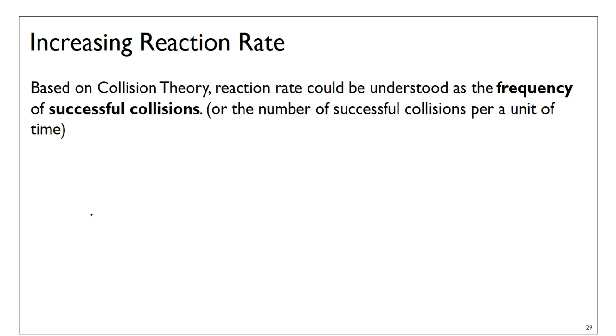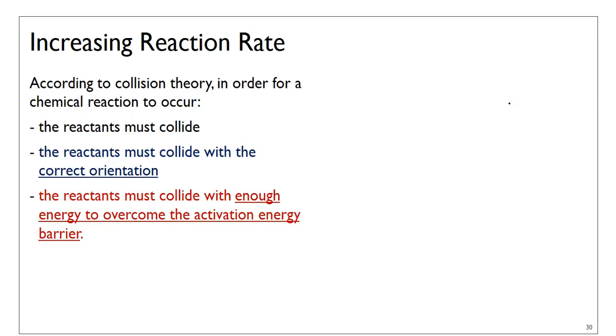Okay, so if you go back to collision theory, essentially if you're increasing the rate of a reaction, you are increasing the frequency of having successful collisions, because a reaction is essentially a successful collision. So if I can increase the frequency that a successful collision is taking place, I am increasing the rate of a reaction. So if you think about collision theory, these are the three conditions. The first one is the reactants must collide, and then the reactants must collide with the correct orientation.